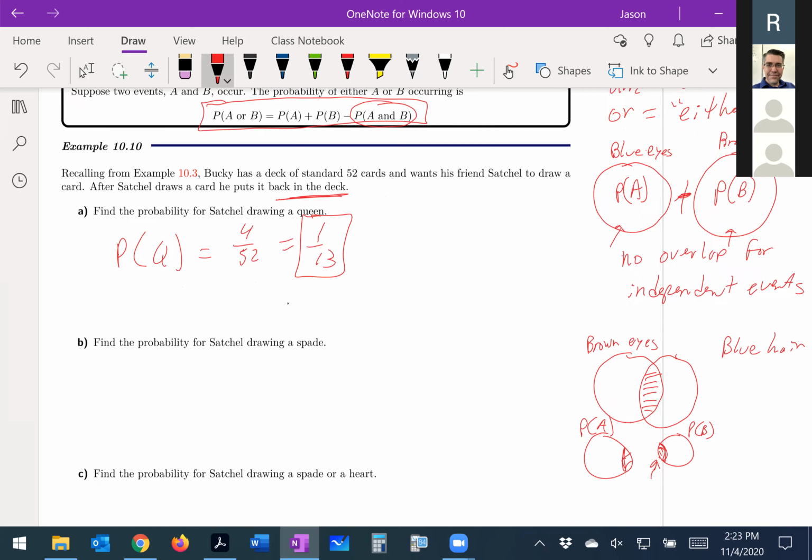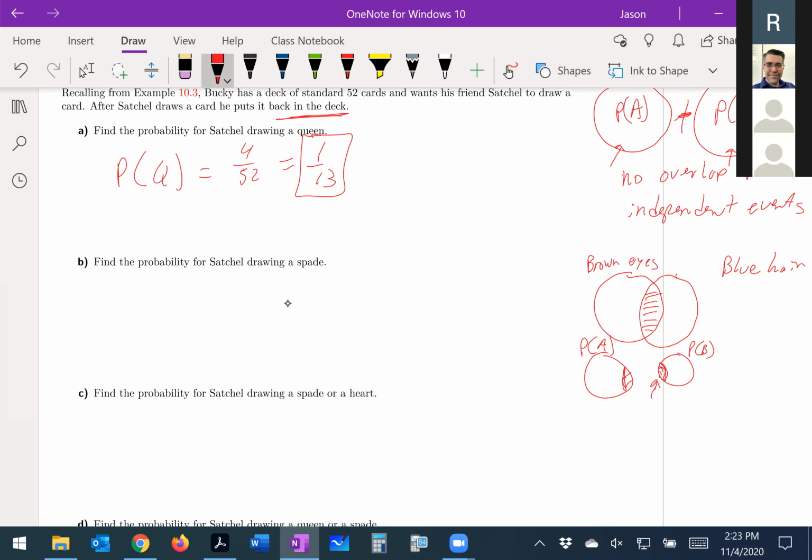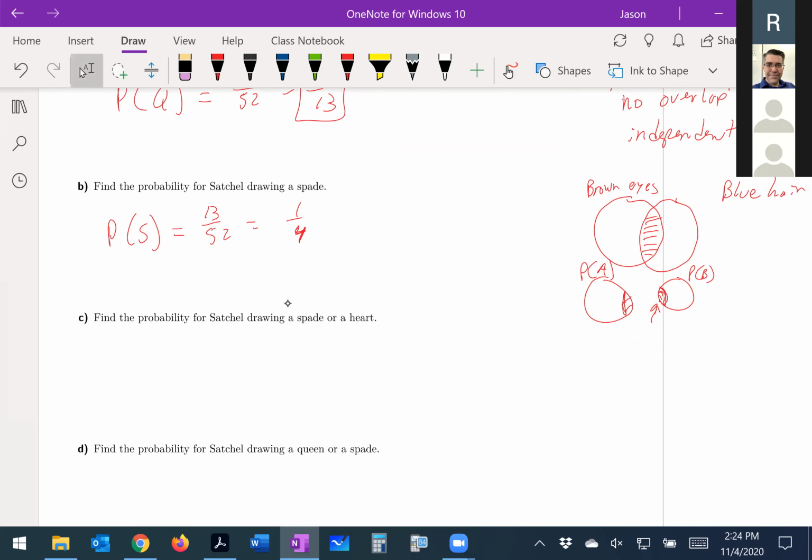What's the probability of Satchel drawing a spade? Okay, how many spades? 13 spades out of 52, and that's going to be 1 out of 4. Okay, find the probability of Satchel drawing a spade or a heart. So the probability of a spade or a heart is going to be equal to the probability of a spade plus the probability of a heart minus the probability of getting a spade and a heart.